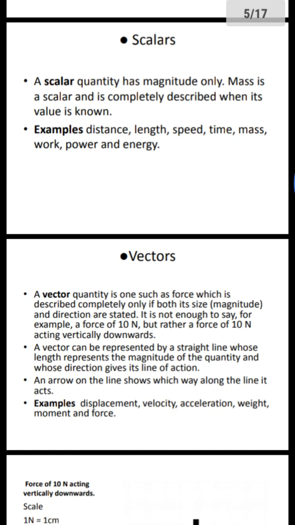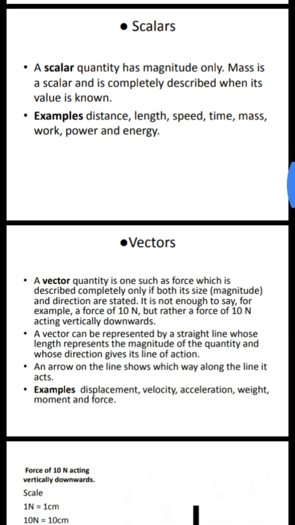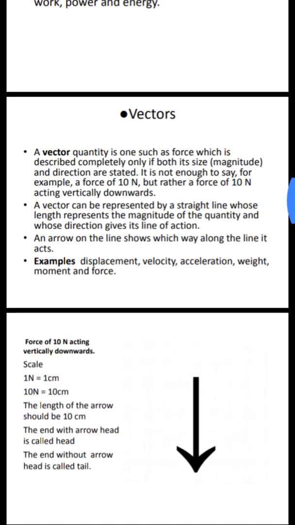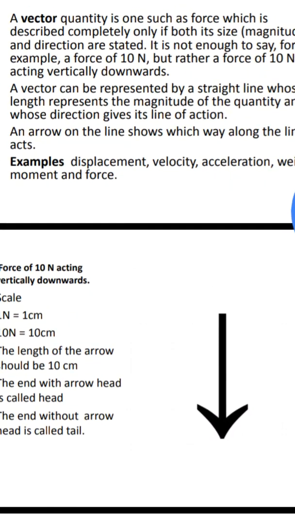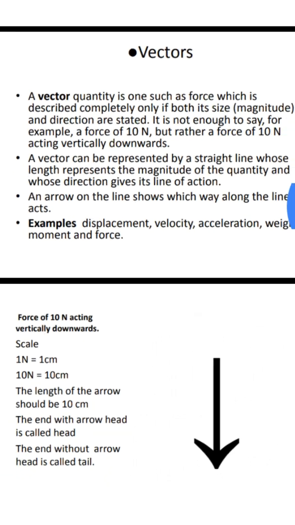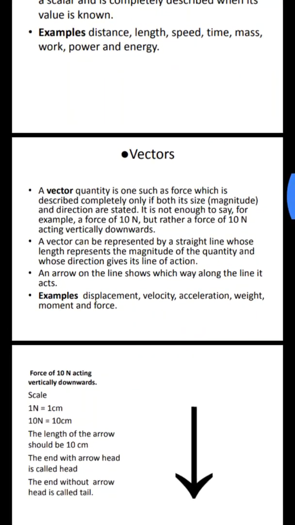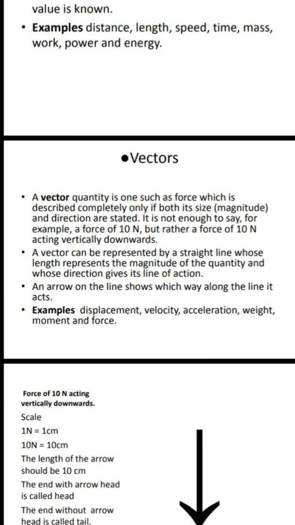Examples of scalar quantities are distance, length, speed, time, mass, work, power, energy. Examples of vector quantities are displacement, velocity, acceleration, weight, moment, and force. The definitions of these examples will be explained in detail in the coming chapters.